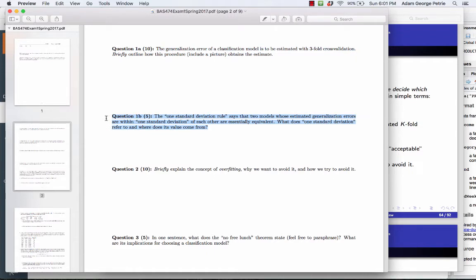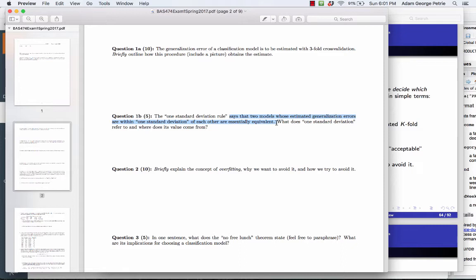We've learned that, all right, once we try out dozens of different models, we could go with the model with the lowest estimated generalization error, but that's not a requirement. We're allowed to choose a different model, and the one standard deviation rule provides a guide for which models are acceptable. So, the one standard deviation rule says that two models are essentially equivalent when their estimated generalization errors are within one standard deviation of each other.